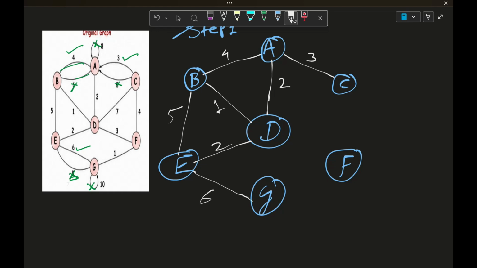Then again G to F is here 1, D to F is 3, again C to F we have with 4 weight, and C to D will have the weight 7. So this is your final graph which has no cycles and no parallel edges. Now you will go for the next step.